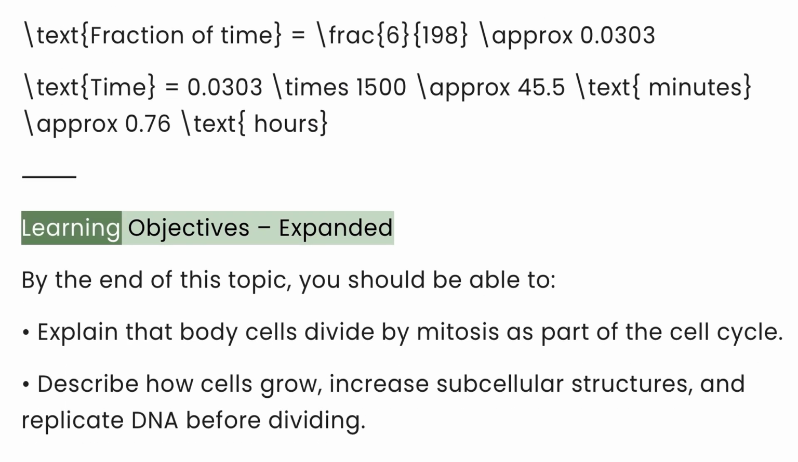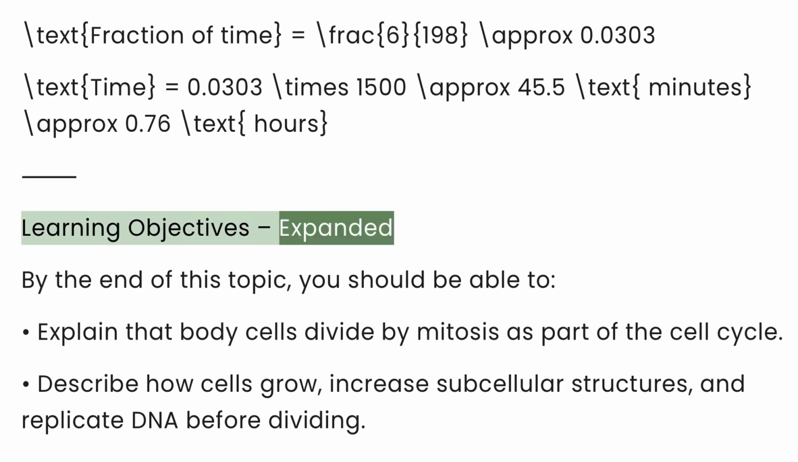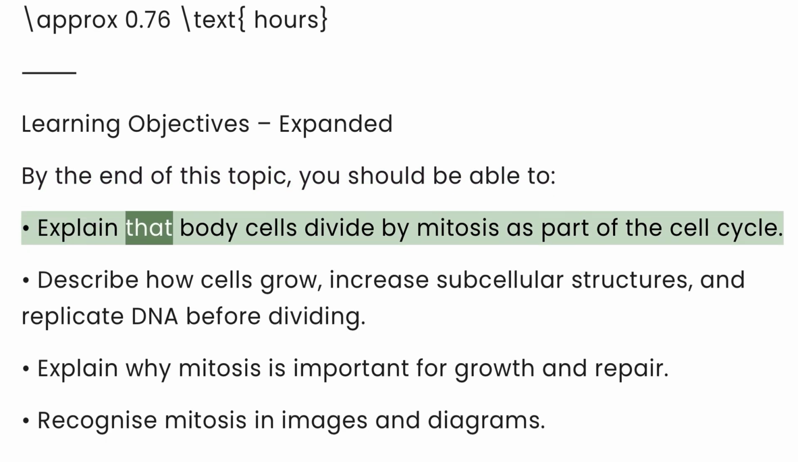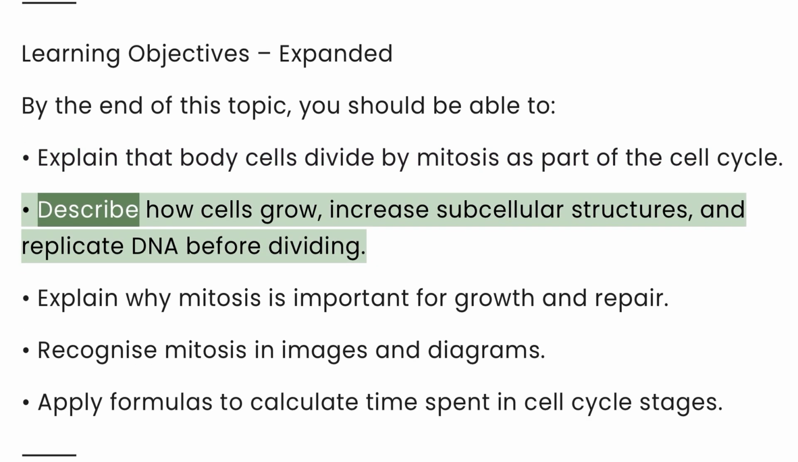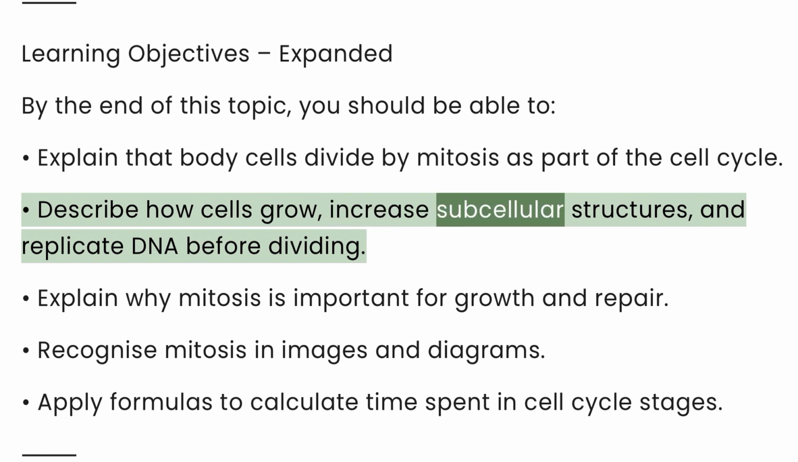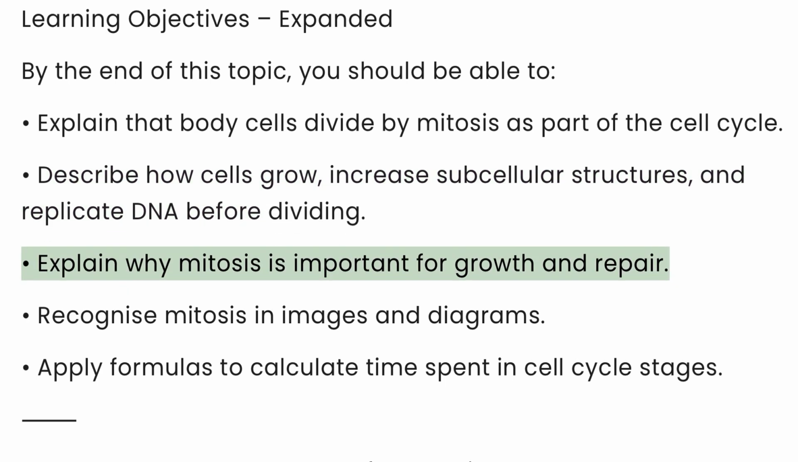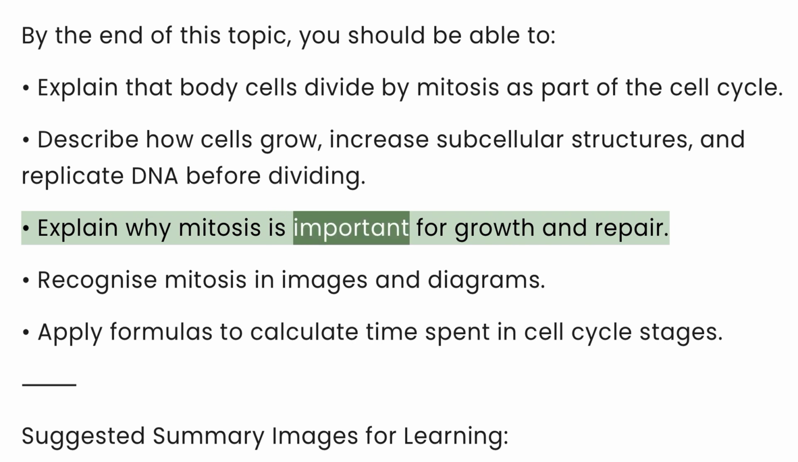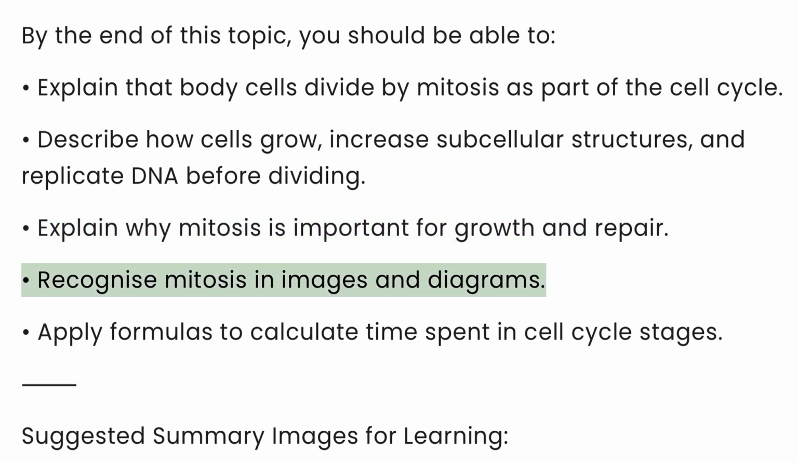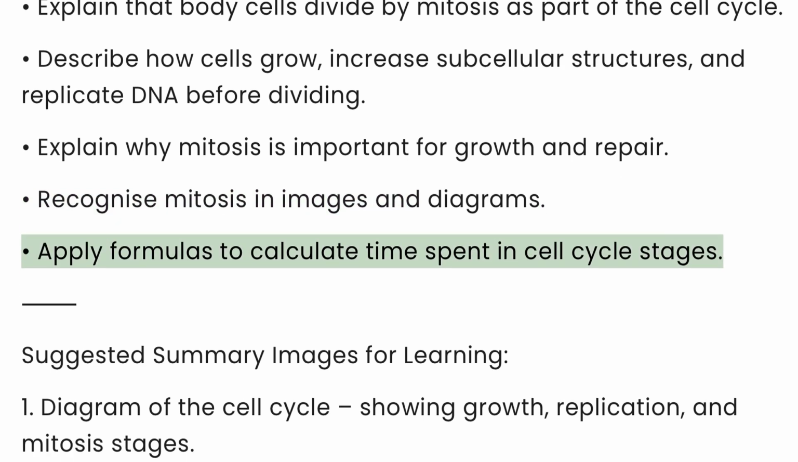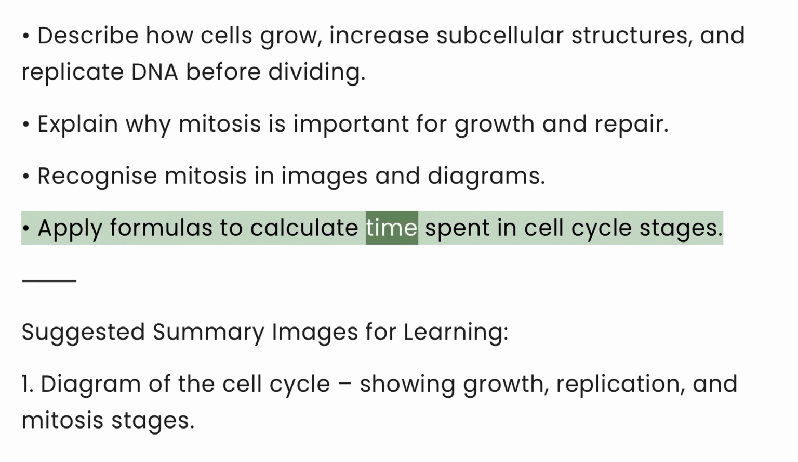Learning objectives, expanded. By the end of this topic, you should be able to explain that body cells divide by mitosis as part of the cell cycle. Describe how cells grow, increase subcellular structures, and replicate DNA before dividing. Explain why mitosis is important for growth and repair. Recognize mitosis in images and diagrams. Apply formulas to calculate time spent in cell cycle stages.